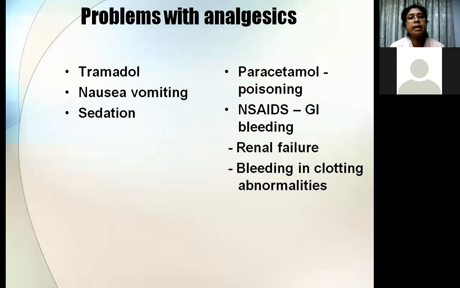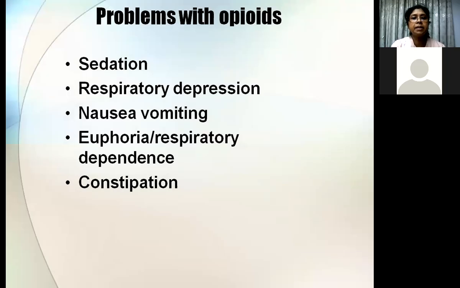Tramadol: nausea, vomiting, and sedation. Paracetamol: if you overdose, poisoning. NSAIDs: GI bleeding, renal failure, and they can also cause clotting abnormalities. Opioids are the ones that you have to be very careful about. Sedation, respiratory depression, nausea, vomiting, euphoria, dependence, and constipation are the issues that you get with opioids. But that is when you give too much.